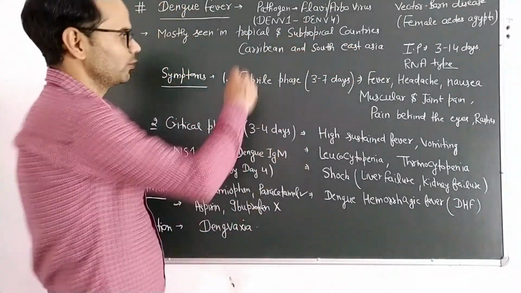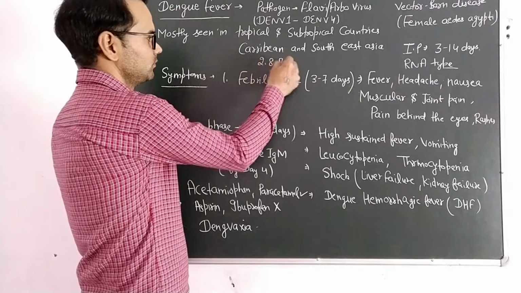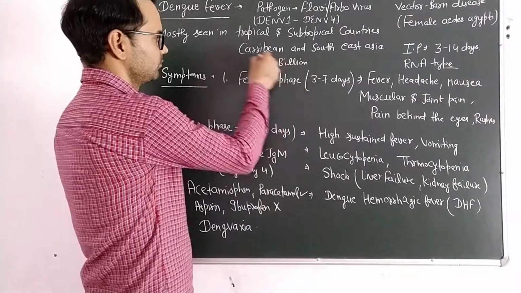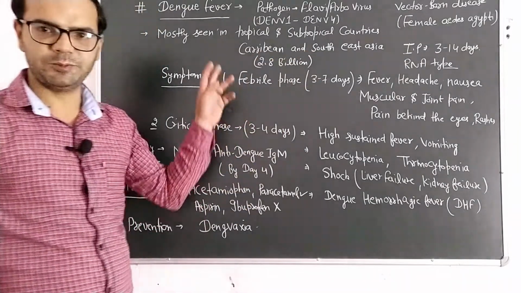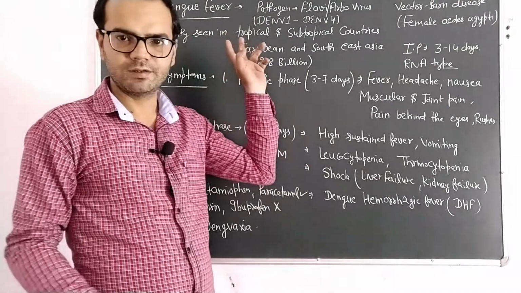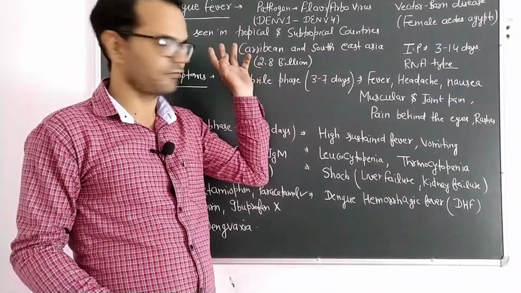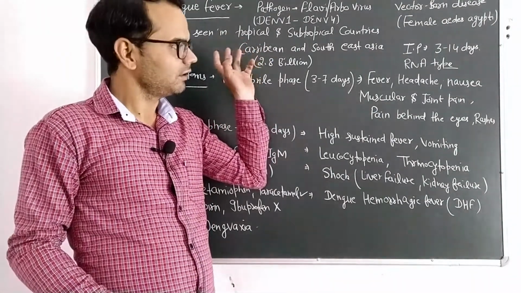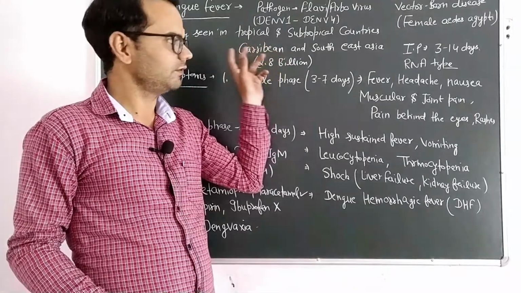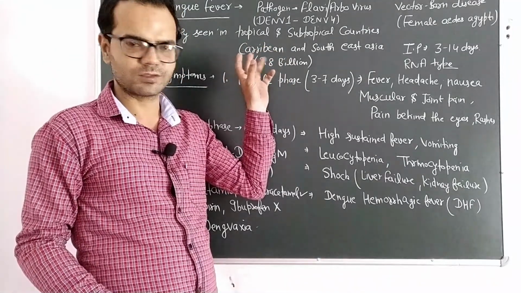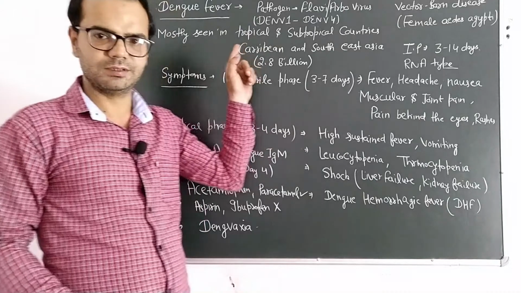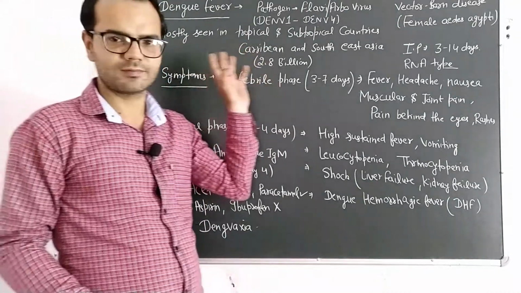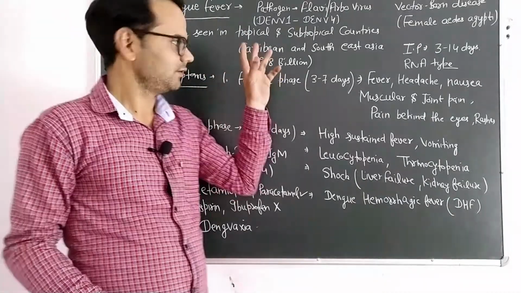Almost 2.8 billion people are affected with dengue fever. So it is a fatal disease again. It may lead to death if left untreated. So treatment of dengue fever must be there, otherwise death will occur.